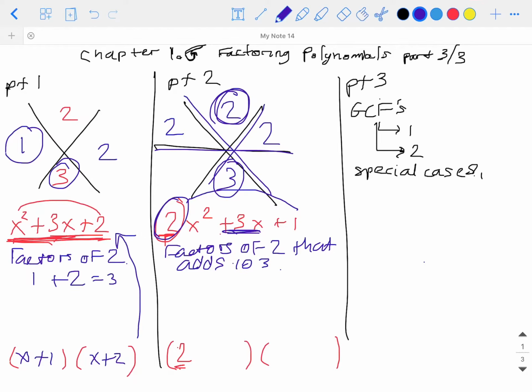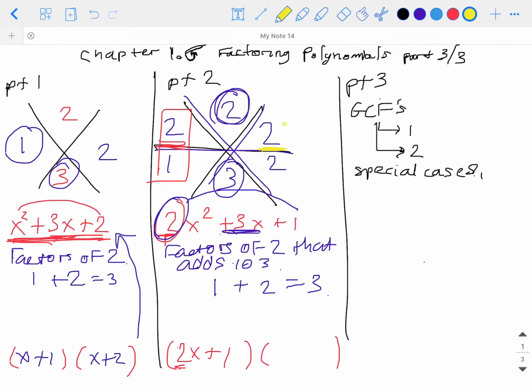Thankfully, factors of 2 are pretty small, so 1 times 2 is 2. And that seems to be it, but the sum is actually 3, so that's what we need. So we're going to put 1 and 2. Treat 2 over 1 as a fraction, and then we see that this is already simplified, so it's going to be 2x plus 1 as the first parentheses. And for the second parentheses, 2 over 2.